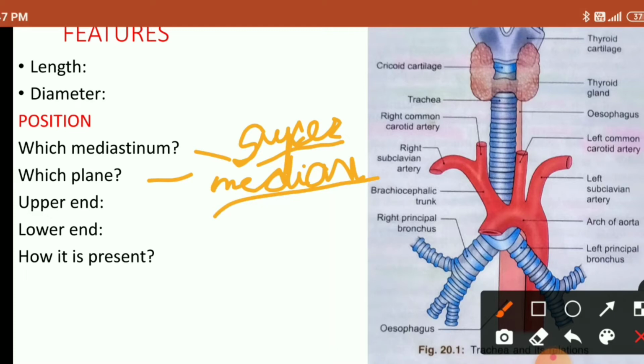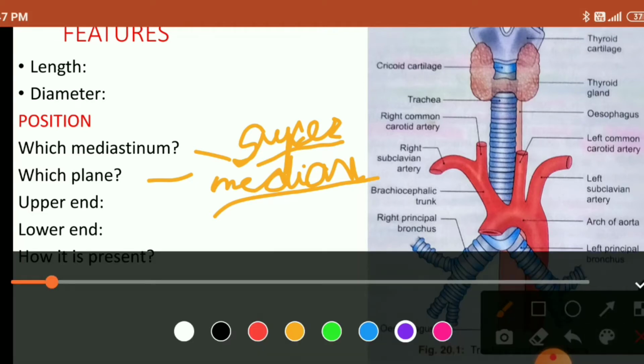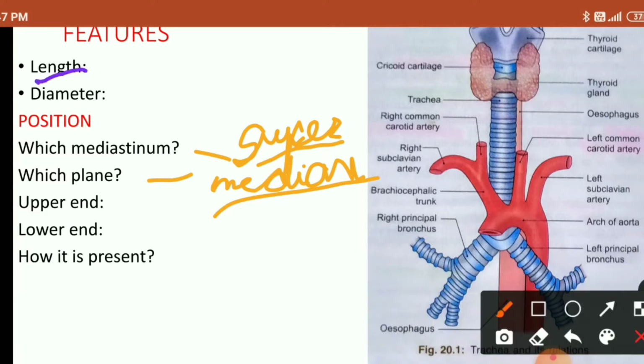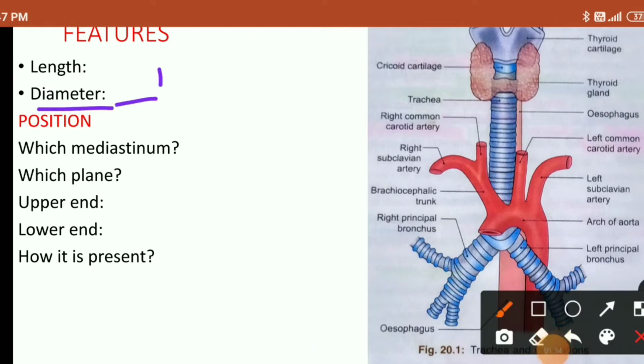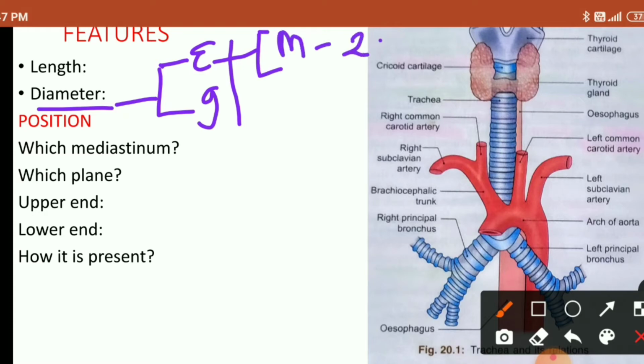Now, before discussing the upper end and lower end, let us first see the length and diameter of trachea. So, trachea for an average adult is approximately 10 to 15 centimeter in length. And the diameter, you remember one thing, that when we discuss diameter, we generally take into account the external and the internal diameter. So the external diameter for males is approximately 2 centimeter. On the other hand, for female, it is approximately 1.5 centimeter.